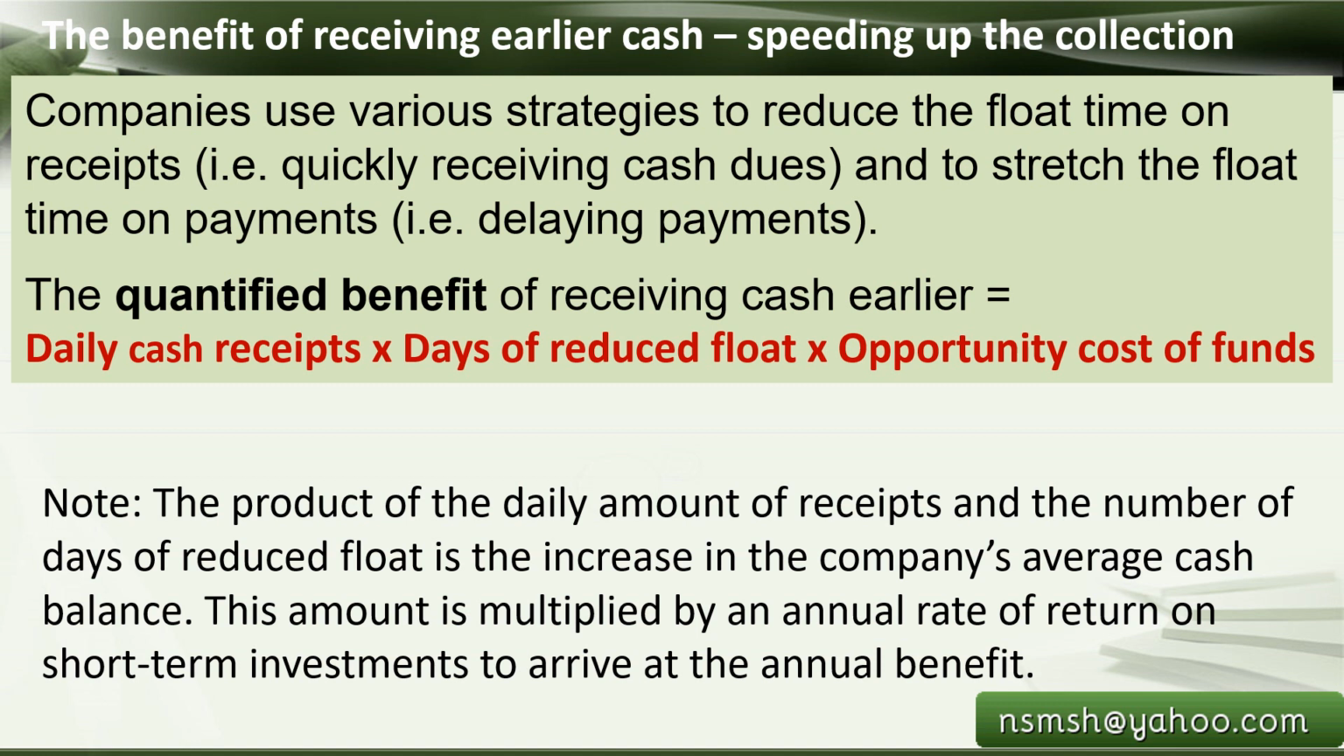The product of the daily amount of receipts and the number of days of reduced float is the increase in the company's average cash balance. This amount is multiplied by an annual rate of return on short-term investments to arrive at the annual benefit. Supposing we are able to reduce the collection float by 2 days, we take the daily cash receipt by 2 days, and then, if we calculate the opportunity cost of funds based on the expected annual rate of return, we get the actual quantified benefit.